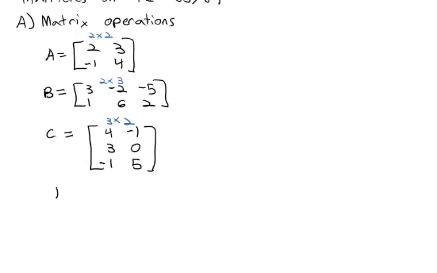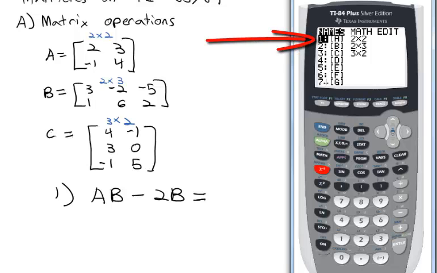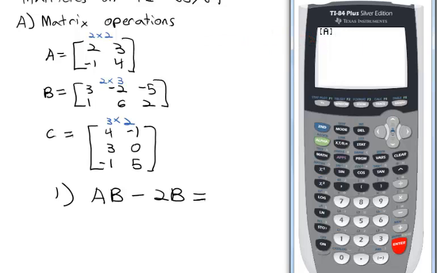So now we can actually do some operations with these matrices. Let's say I want to take A times B, and then I want to subtract 2 times B for a matrix. That's really easy to do on the calculator now. We hit second matrix. Select first matrix A under names. This time we're going to use it. Enter. Times B, second matrix. Scroll down to matrix B.